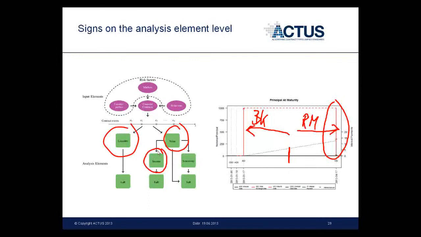Income is closely related to cash flows, to interest cash flows, to value change, and has the same positive sign as the cash flow. Expenses then are negative as a consequence.